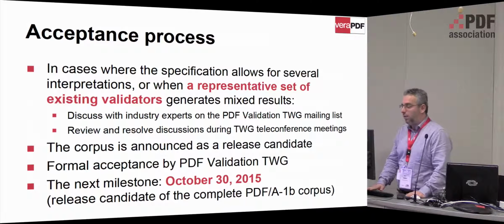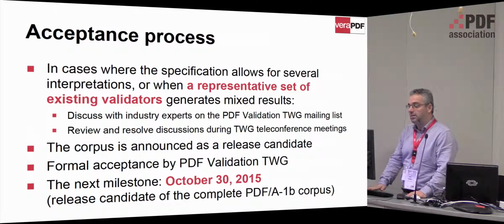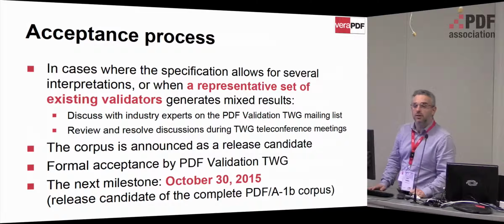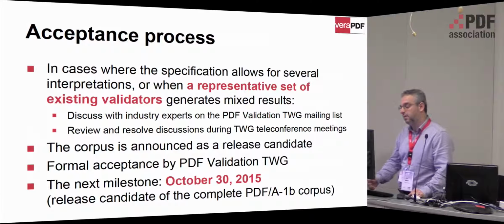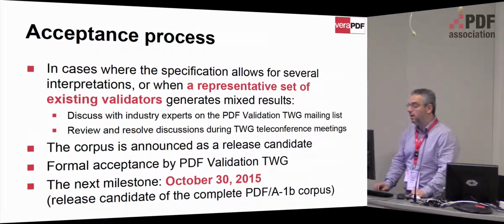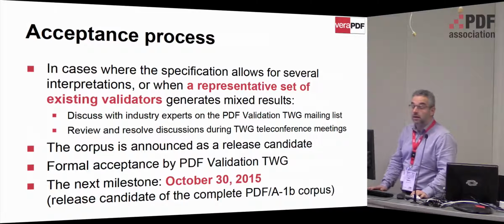We have in our possession a representative set of existing commercial validators. We run our test files against these validators to see if they all agree on our test files. If not, we immediately send a message to the mailing list. We start discussing this during our teleconference meetings and try to reach agreement. Sometimes this works perfectly okay. We reach agreement very quickly.